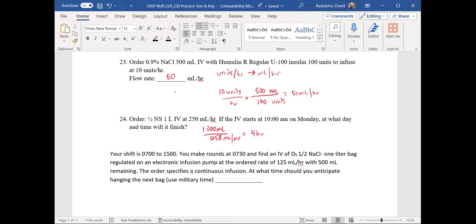Okay. Yeah. And then anytime you see units that are different, like, let's say you have an order of 45 milligrams of a medication, and then it's available in micrograms, then you need to convert milligrams to micrograms or micrograms to milligrams before you can solve for the problem. So always pay attention to your units.